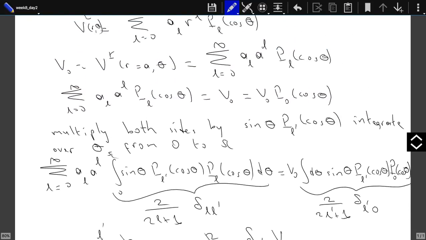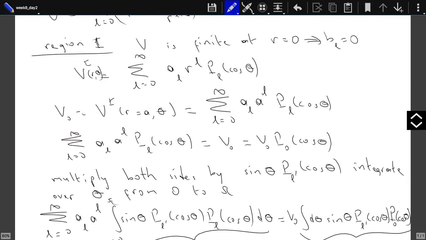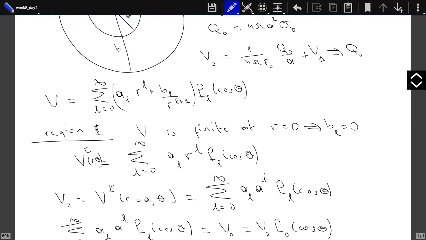So this was my general expression for the potential inside. Now we had shown that among these AL coefficients, only the L equal to 0 term is non-zero, all the other ones are 0. For the L equal to 0 term, P0 is just a constant 1, and R to the 0 is just 1. So we only have A0.